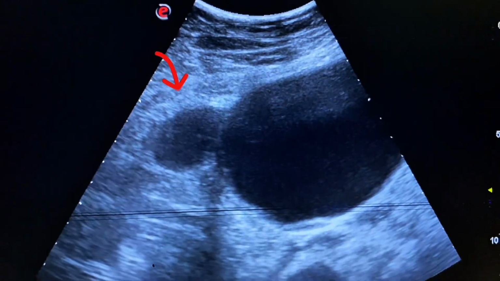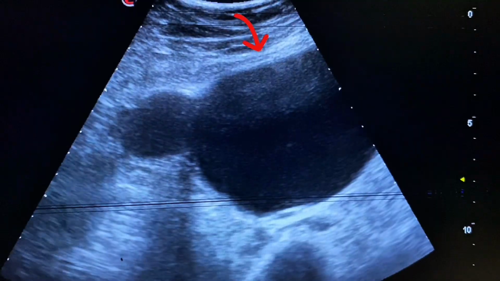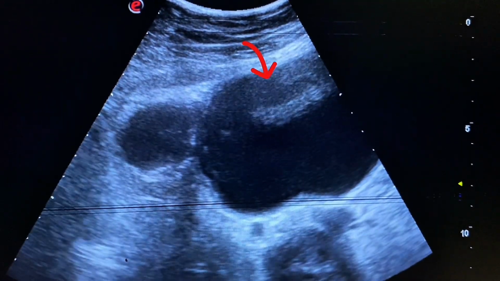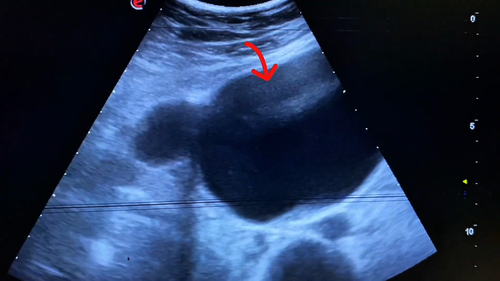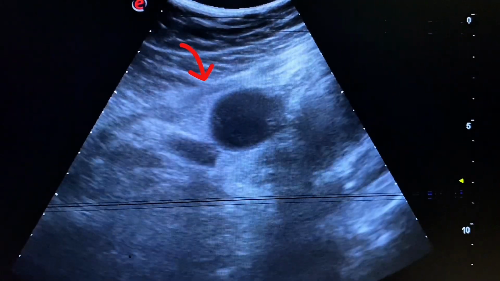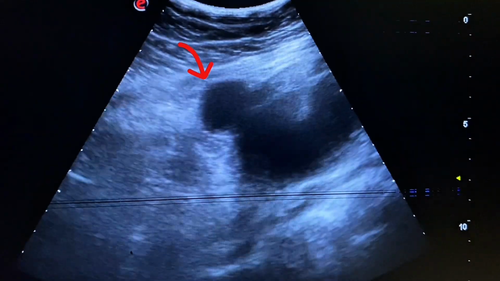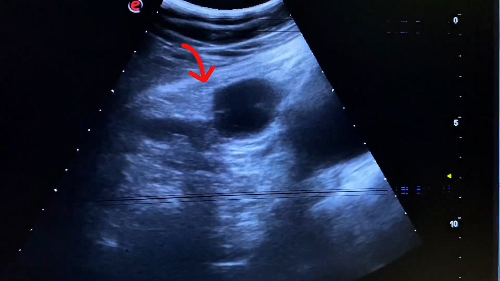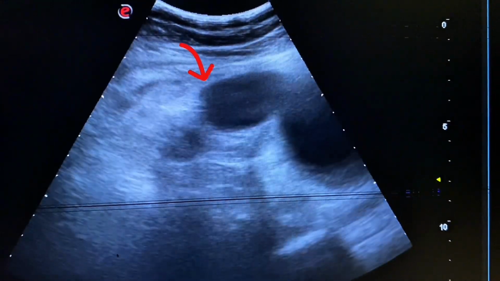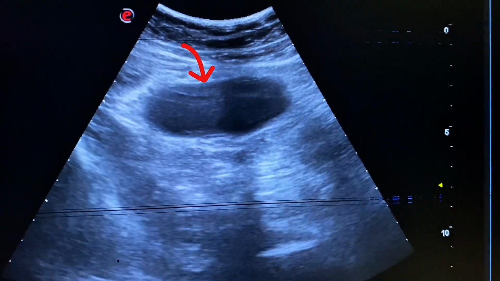Here we see the small cyst contains debris, but the large cyst is anechoic. Here we see the reverberation effect. Now we continue scanning the right iliac region. When we rotate the probe at its axis, the cyst becomes a tubular structure.